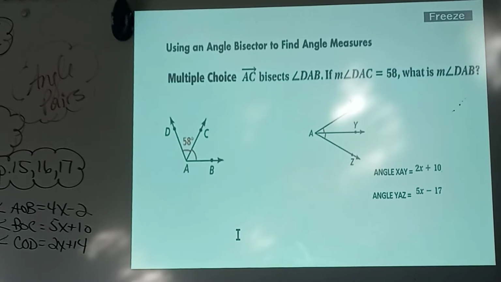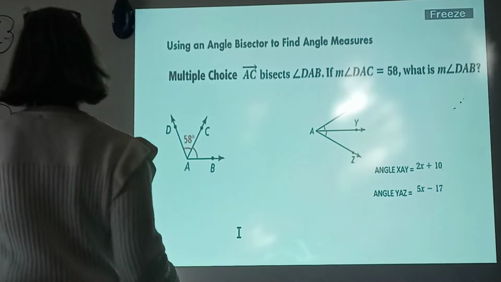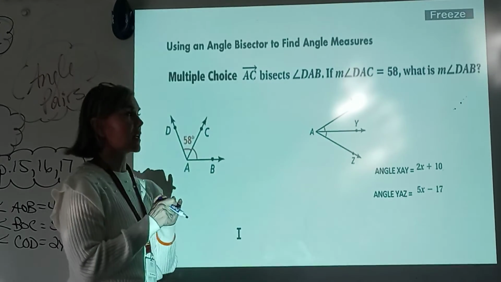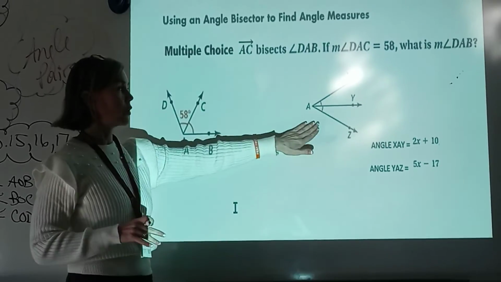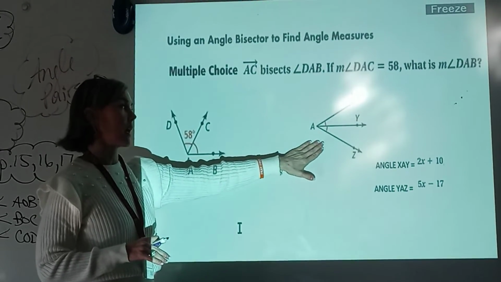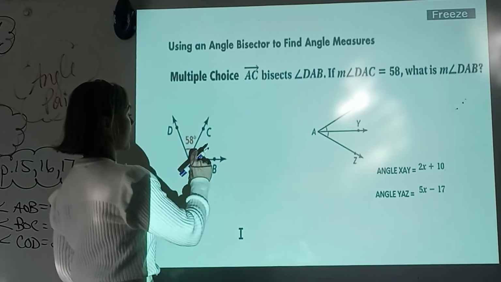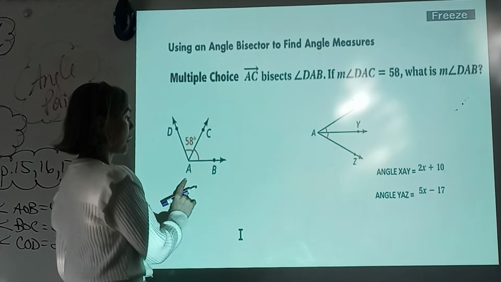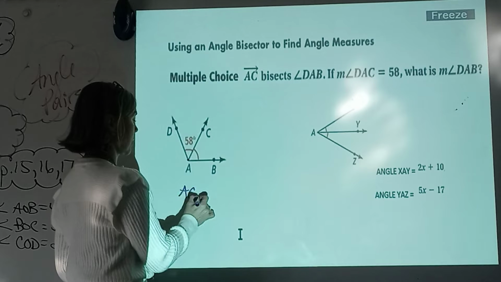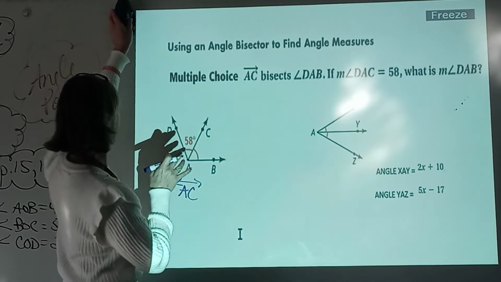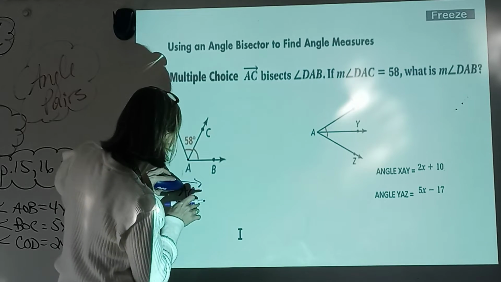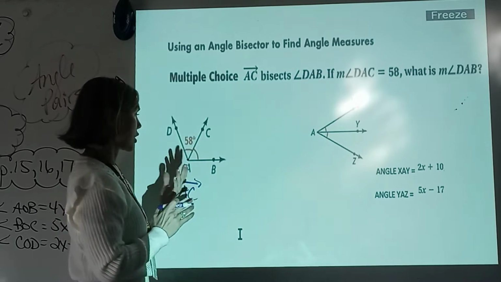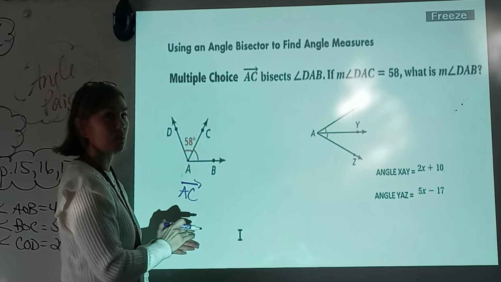Okay, so one more part to our angle pair lesson today is using the angle bisector. Bisect, as we said in the last video, means to cut in half. And we drew this example in our notes already. So the angle bisector in this figure, if they ask you what is the angle bisector, you would say AC. Excuse me, ray AC, because it starts at A and goes through C. So if they ask you what is the angle bisector of this figure, you would say ray AC.